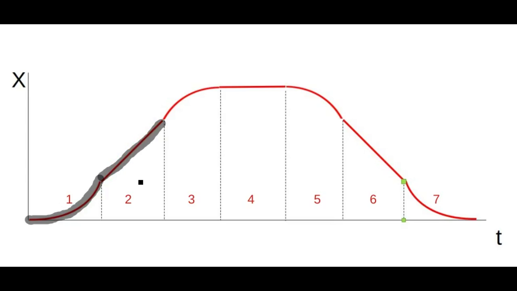In the third region, the object is now slowing down to stop, but still in the same direction, the positive direction. One more time, region 1, speeding up in the positive direction. Region 2, constant speed in the positive direction. Region 3, slowing down to stop in the positive direction.